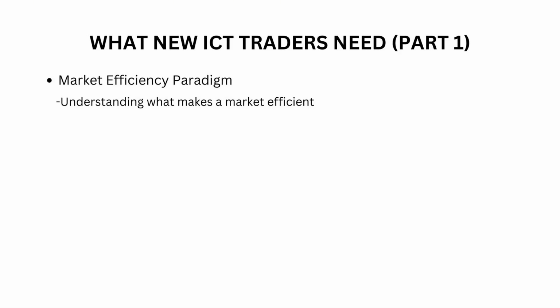We already explained what it means to understand what makes a market efficient, which is offering both buy side delivery and sell side delivery in a given trading range. So the next part we have is liquidity. What do you understand by liquidity in the marketplace?